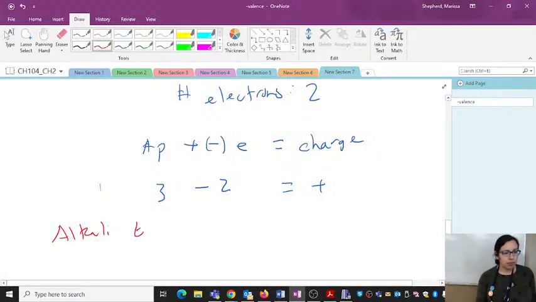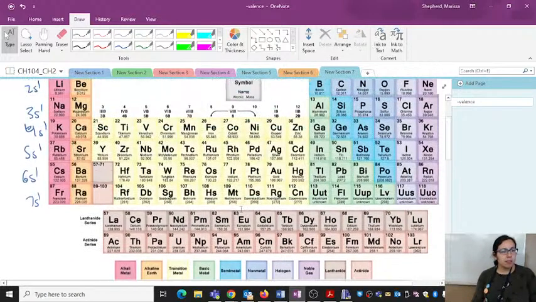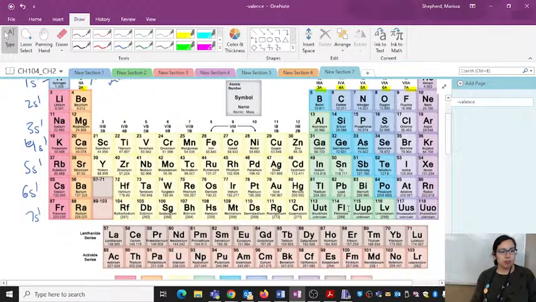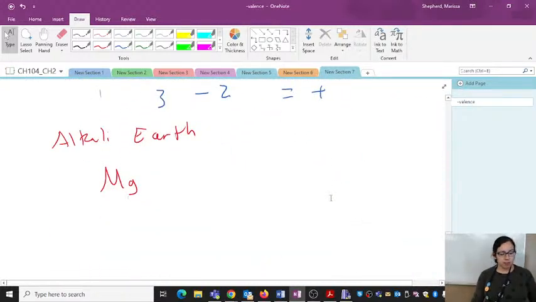Alkaline earth. The way I would do this, so we have magnesium, we want to base it off our electron configuration. So if we're looking at magnesium, first of all, what's magnesium's electron configuration?